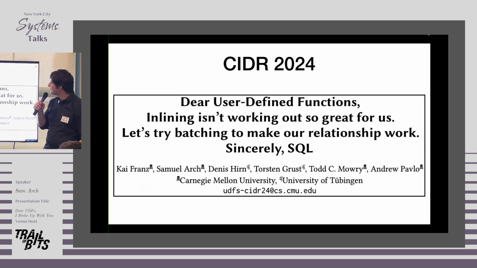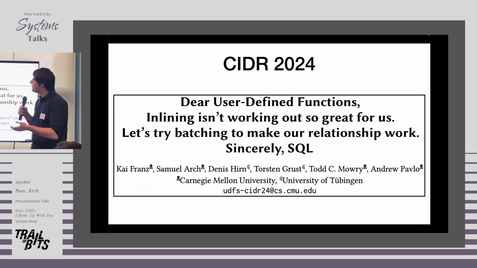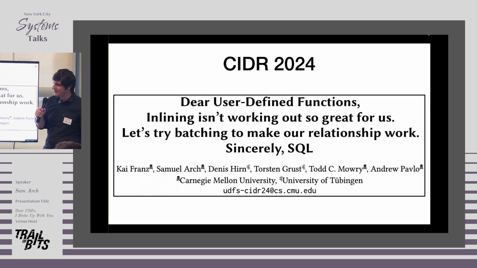"Dear user-defined functions, inlining isn't working out so great for us. Let's try batching to make our relationship work, sincerely SQL." Batching doesn't really work either, but the point of this paper is just that inlining doesn't really work. And things are pretty dire. Inlining is not working. I'm still single, right? So I really have to make UDFs fast, okay, and quick, okay?